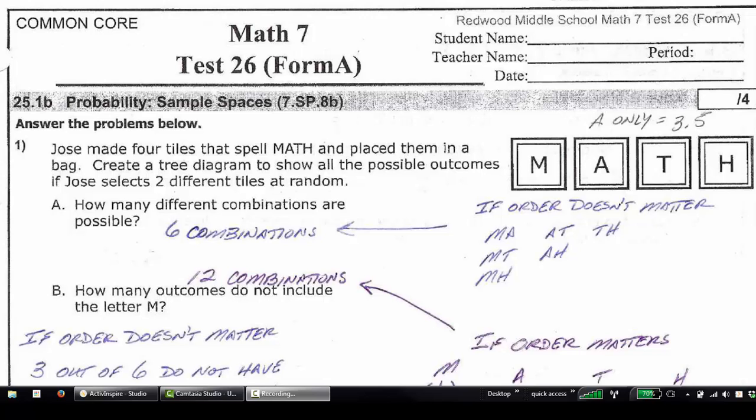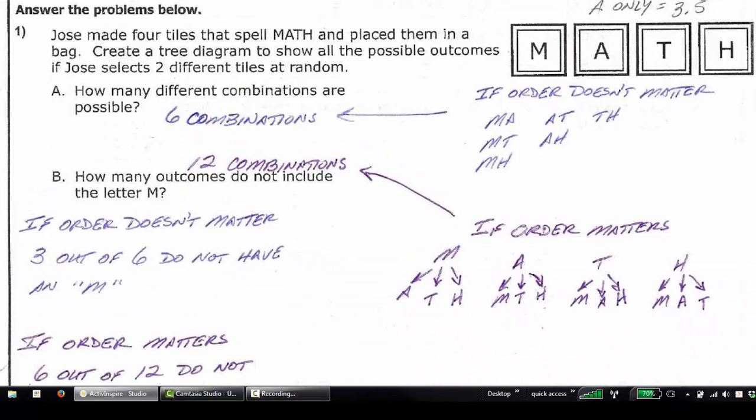All right, into the week 26 test. So the first question is a probability problem. And they ask you to make a sample space and then decide if Jose has 4 tiles in a bag, how many different combinations could you pull of 2 tiles? Now, when we discussed this in class, I pointed out there are a couple of ways to interpret this problem.